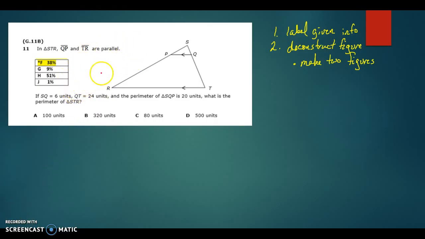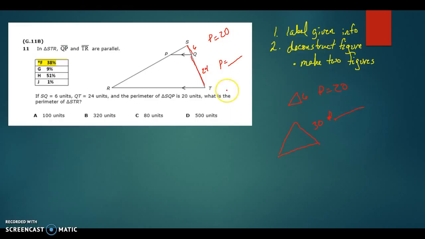Because what is given is that SQ is 6, that QT, this other part, is 24. The perimeter of this small triangle equals 20, and we are wanting to find the perimeter of the large triangle. And if the kids will draw these two triangles, they can see that this is 6, perimeter is 20. They have to draw the entire triangle to realize that this whole side is 30, and we're looking for the perimeter.